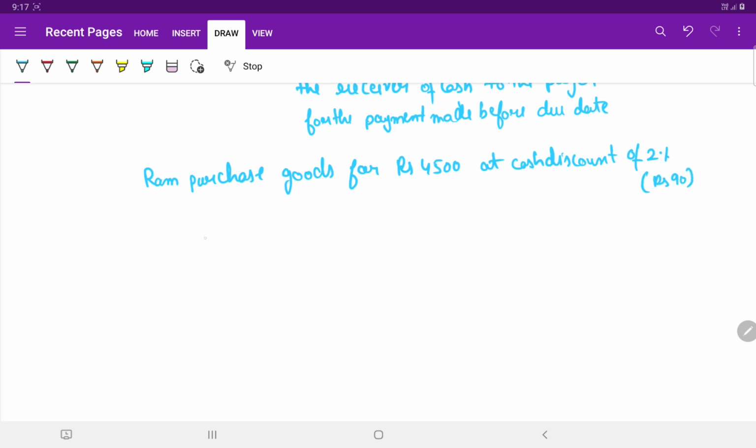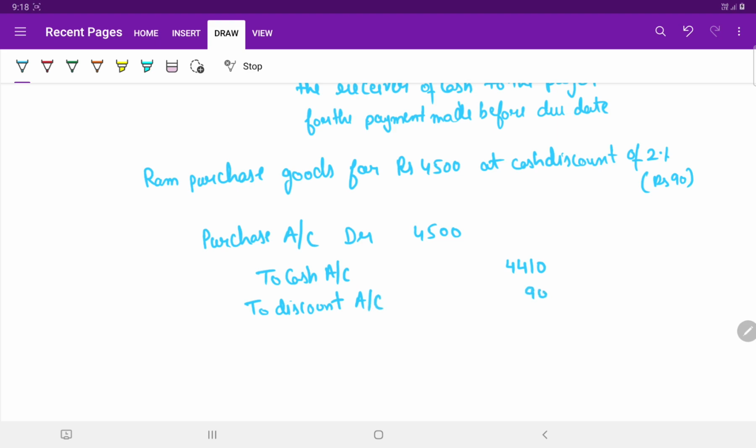So in such a case, the purchase account will be debited for rupees 4,500, whereas the cash account, which is to be credited, will be written as 4,410, and the rest to the discount account. In case of trade discount, it is not recorded, but in case of cash discount, it is always recorded to the discount account. Remember this. Then only the transaction will be completed.